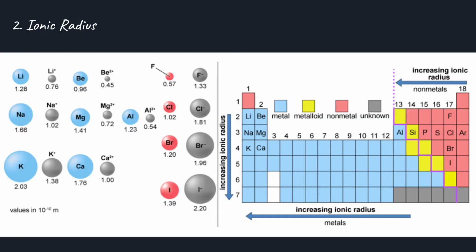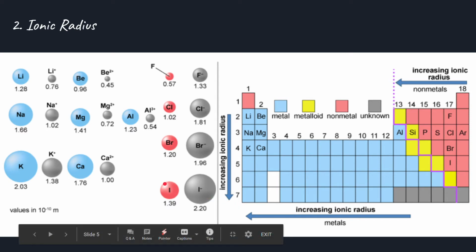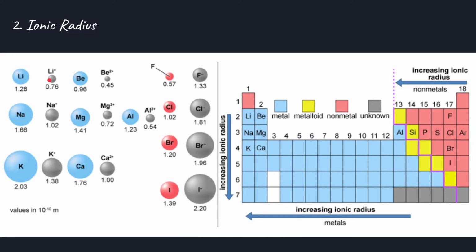Okay, so ionic radius. What is an ion? An ion is when an atom loses or gains an electron, therefore changing its radius. So you can see that with all these examples here. With lithium, it lost an electron, so then it gets smaller. So, as you'll see here, ionic radius is very similar to atomic radius, making it very easy.